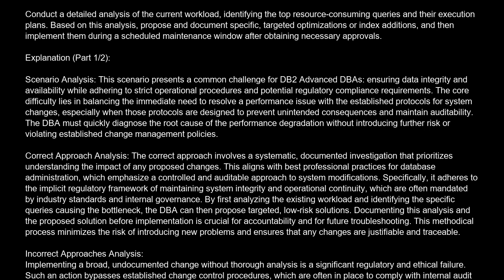By first analyzing the existing workload and identifying the specific queries causing the bottleneck, the DBA can then propose targeted, low-risk solutions. Documenting this analysis and the proposed solution before implementation is crucial for accountability and for future troubleshooting. This methodical process minimizes the risk of introducing new problems and ensures that any changes are justifiable and traceable.